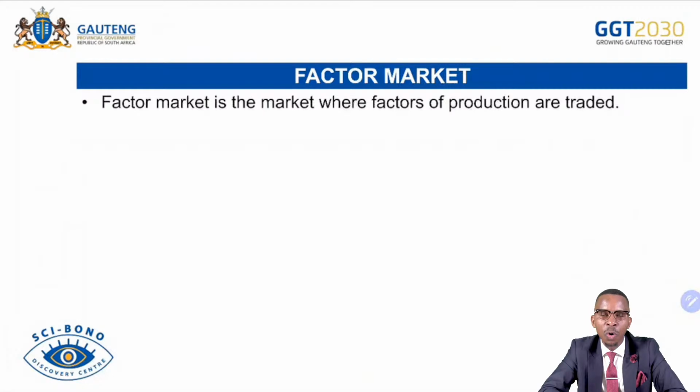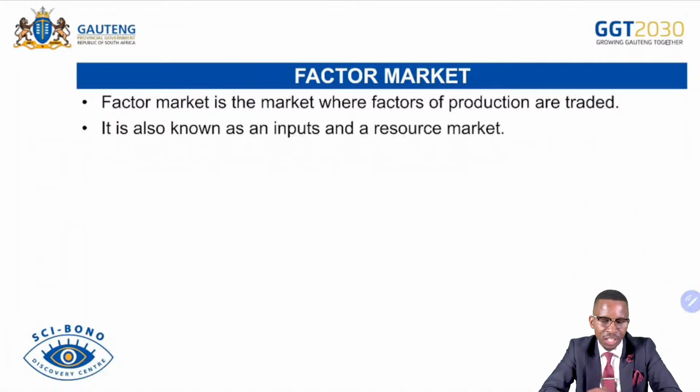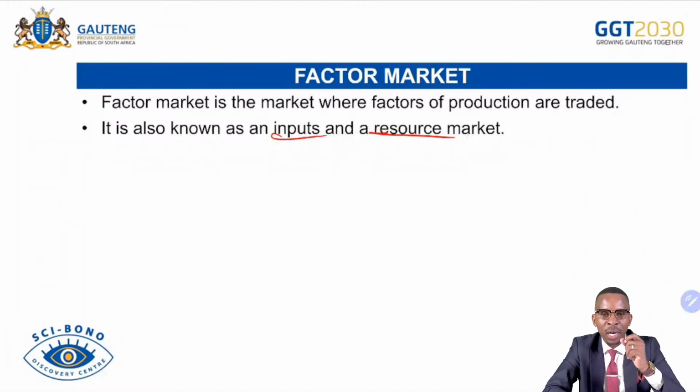The factor market, or input or resource market. We also call this one the input market or resources market. Why do we call this one the input market? It is because factors of production are also known as inputs that will be converted to output for productivity. The factor market is the market where factors of production are traded. These factors of production include labor, capital, land, as well as natural resources, as well as entrepreneurship. It is also known as the input or resource market. This is where resources that are basic for production to occur are found. Those are factors of production.